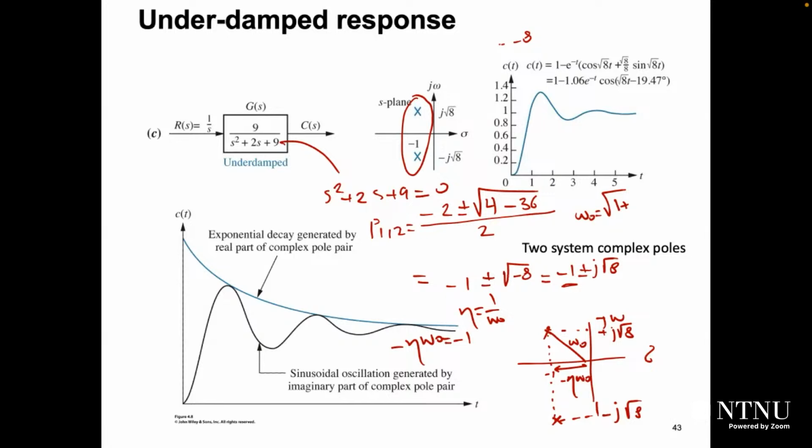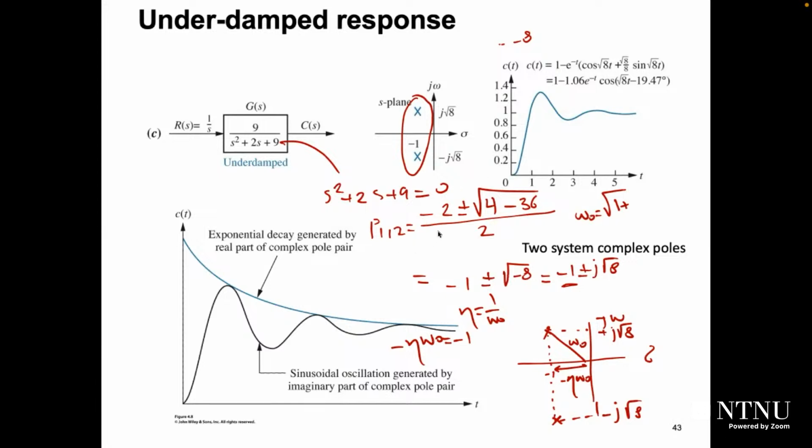So now we would like to talk about underdamped response. One more time, for the underdamped response, we should expect two complex conjugate poles. So the poles will consist of a real part and an imaginary part. How can we do this? First we need to get the characteristic polynomial, s squared plus 2s plus 9 equals 0.